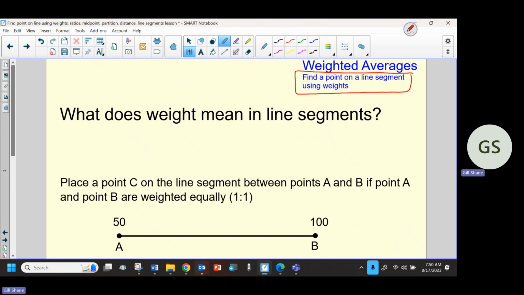And again, I'm going to talk kind of about scores, but really the scores are just the numbers on the line segment. So it's kind of like the length, actually it is the length.